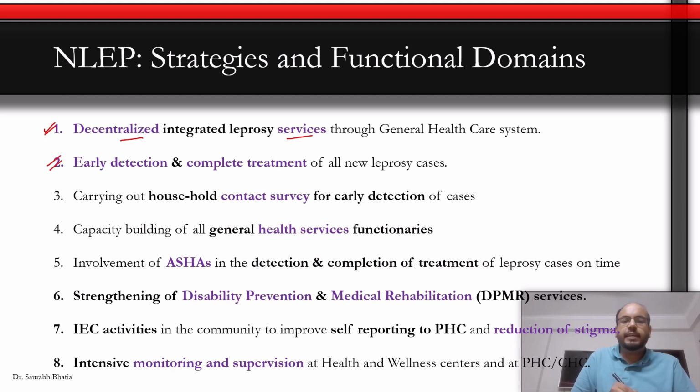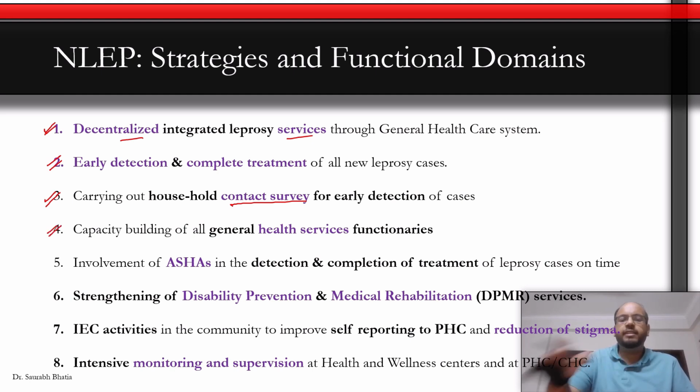Early detection and complete treatment of all new leprosy cases. Treatment has to be complete and detection has to be as early as possible. Remember, leprosy has a long incubation period, so it gives us a lot of time to diagnose and start treatment, isn't it? So early detection is important. Now, carrying out household contact surveys: these are people who have come into contact with a leprosy patient but have not yet displayed signs of leprosy. They might be infected, they might not be. We need a good contact survey to look for those cases.